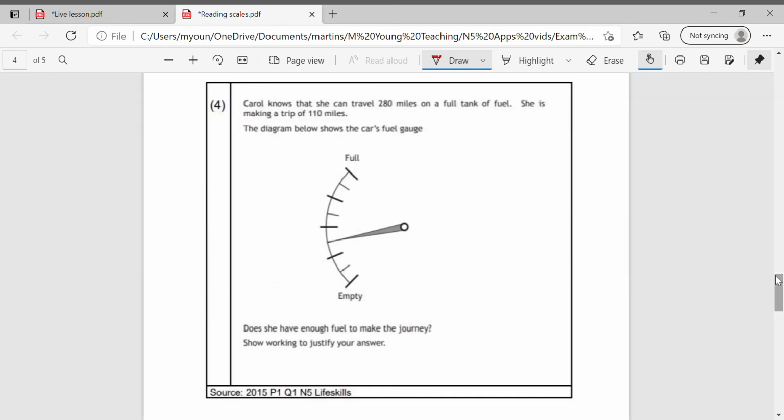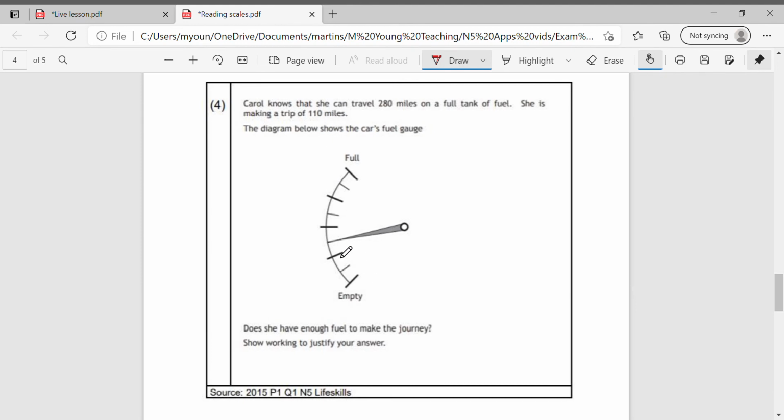Carol knows that she can travel 280 miles on a full tank of fuel. She's making a trip of 110 miles. That's the gauge that's shown there. Does she have enough fuel to make the journey? Well, what we need to work out is, based on 280 miles, and this is what the gauge is showing, what fraction of fuel's left. Do we have enough? That's 110.